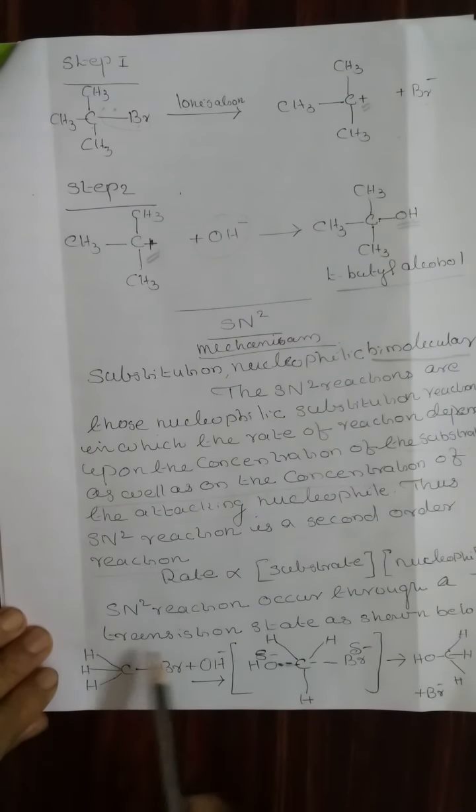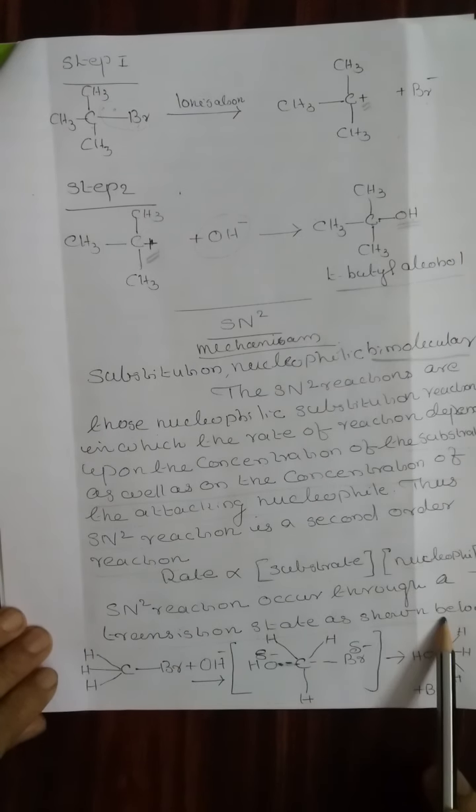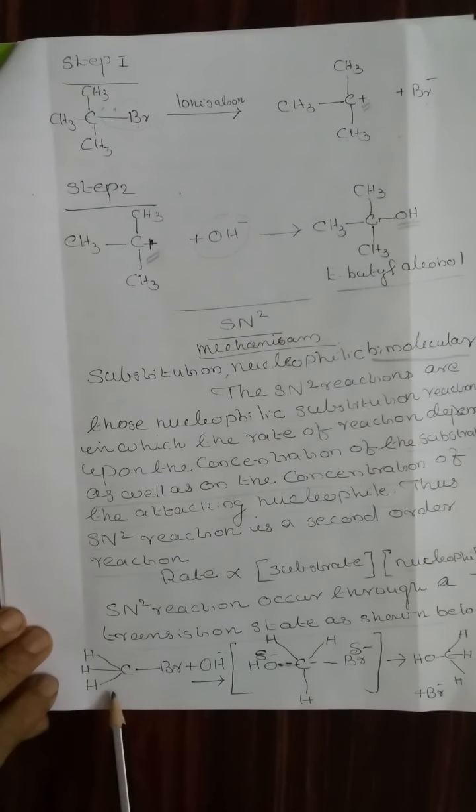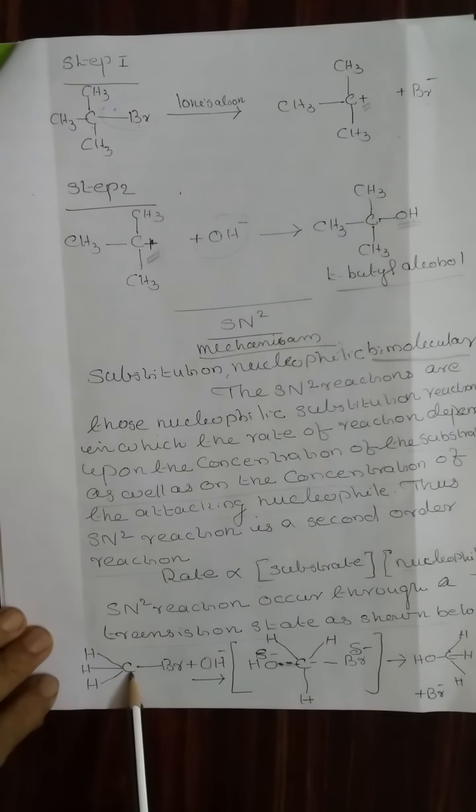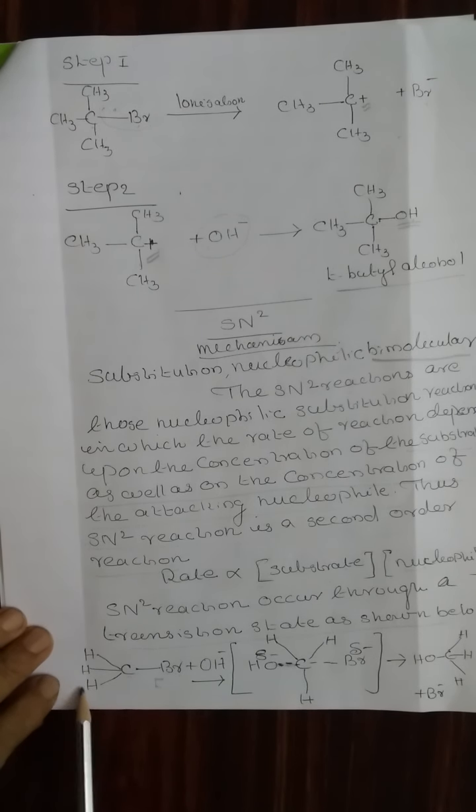SN2 reactions occur through a transition state as shown below. This is methyl bromide. In methyl bromide, the carbon and bromine bond is considered as the front view, and this carbon with all these hydrogens as the back of the carbon.